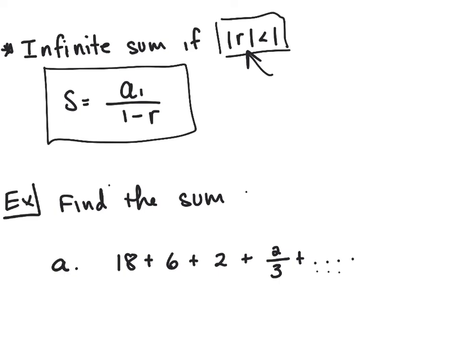So we're multiplying by 1/3 here to get to 6. We would multiply by 1/3 there to get to 2, and we would multiply by 1/3 to get to 2/3. So we are multiplying by the same value, the common ratio. So the common ratio is 1/3. That is less than 1. So this geometric series here has an infinite sum.